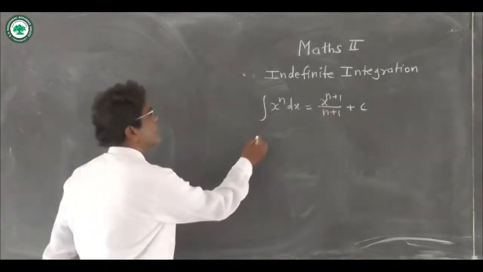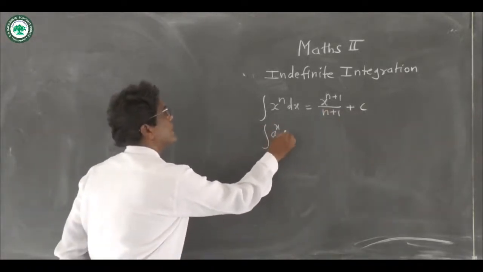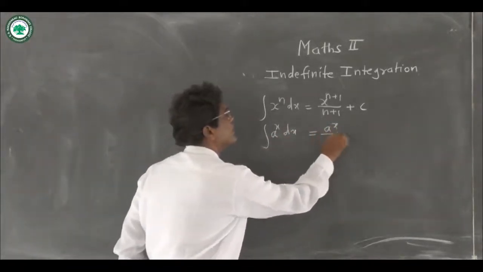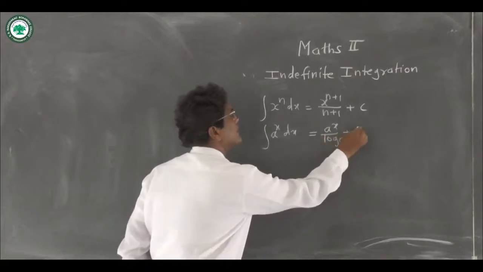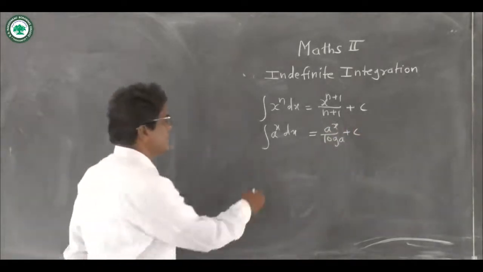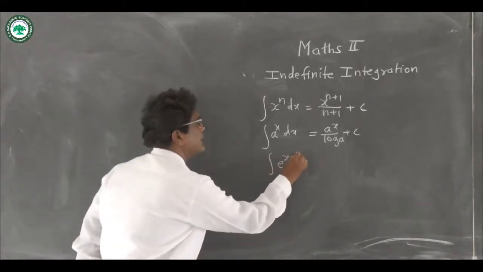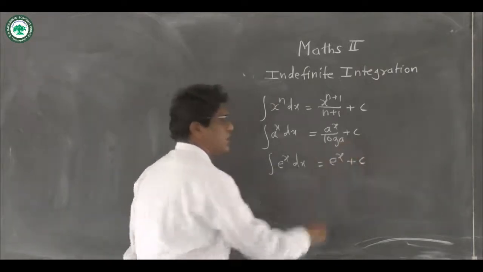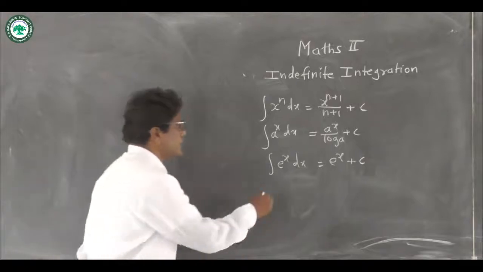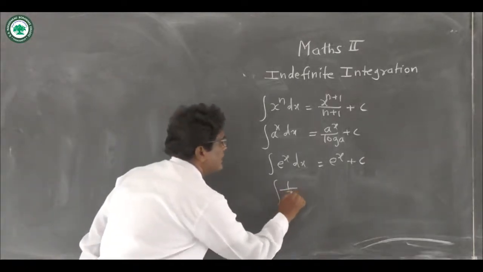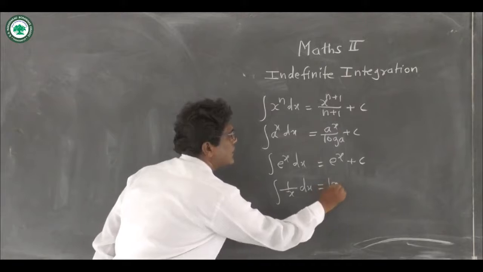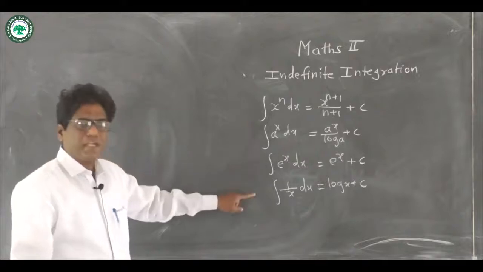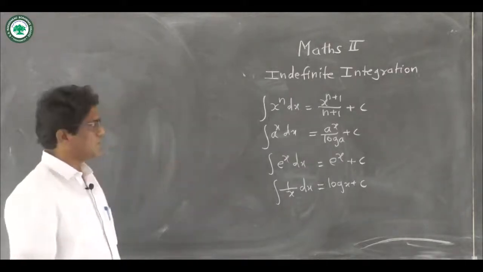Second formula we have seen: integration of a to the power x dx is equal to a to the power x upon log a plus constant of integration. Third formula: integration of e to the power x dx is equal to e to the power x plus constant of integration. And the fourth formula: integration of 1 upon x dx is equal to log x plus constant of integration. These are the main four formulas, and we have also seen the formulas of trigonometric functions.